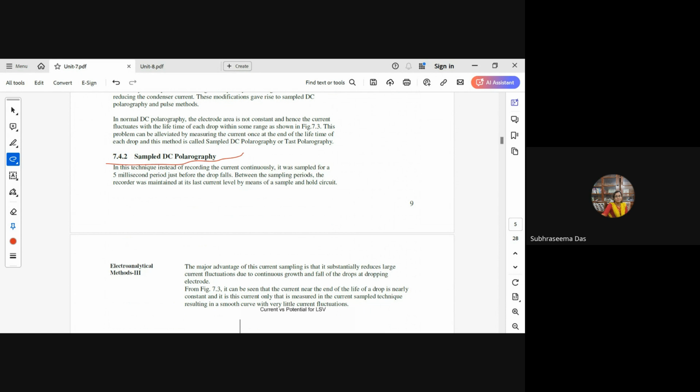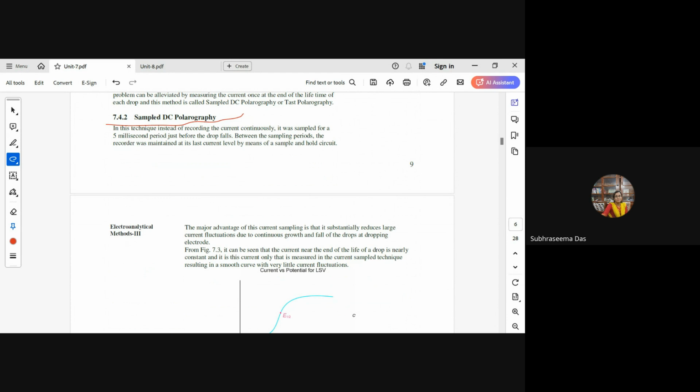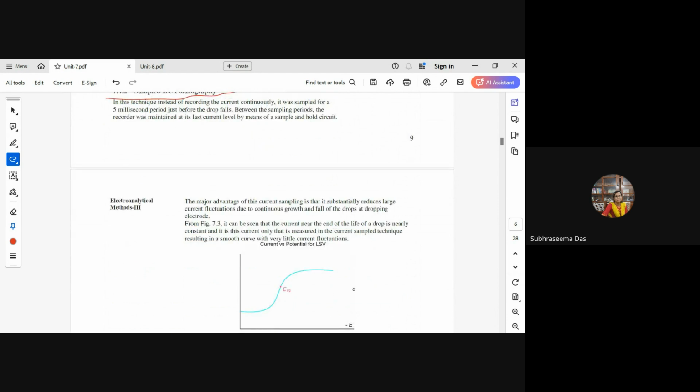Now in this technique, instead of recording the current continuously, it is just sampled for 5 milliseconds just before the drop falls. In between these time periods, the recorder maintains its last current and holds the value of this last current in the circuit. The major advantage of this current sampling is that it reduces the fluctuations in the current, which ultimately affect the graph and the subsequent voltammogram.